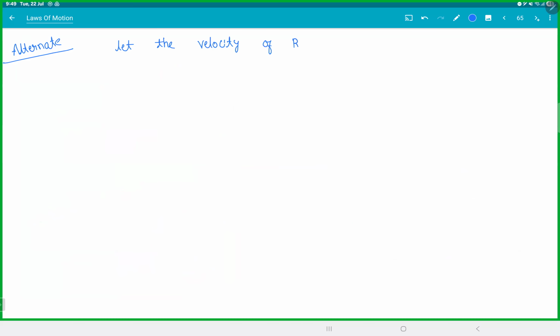Let the velocity of B, VB bar, be Vx i cap, Vy j cap. So if I can find Vx and Vy, my job is done. So every velocity can be resolved in 2 perpendicular directions. So listen to this. Next problem is based on this only.